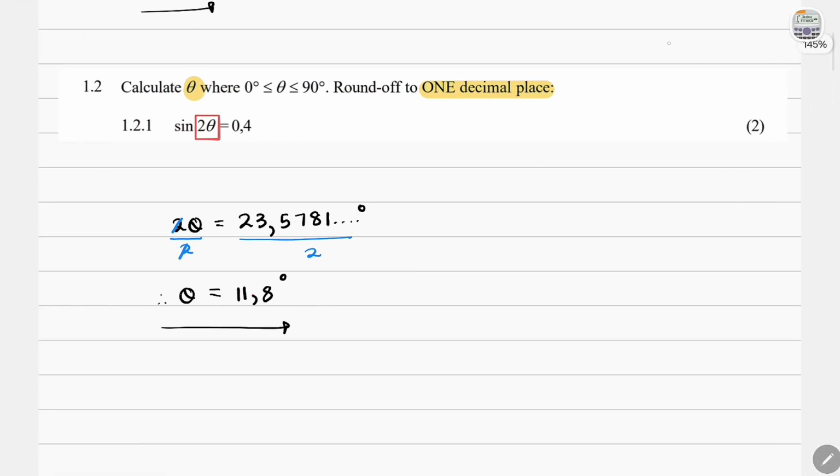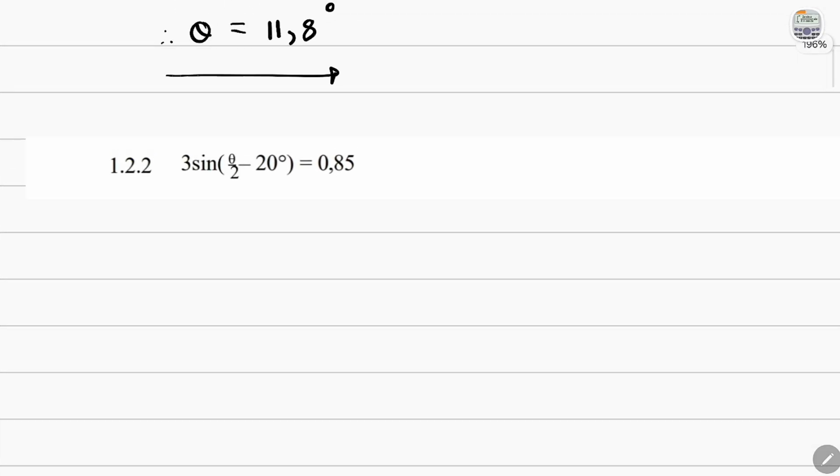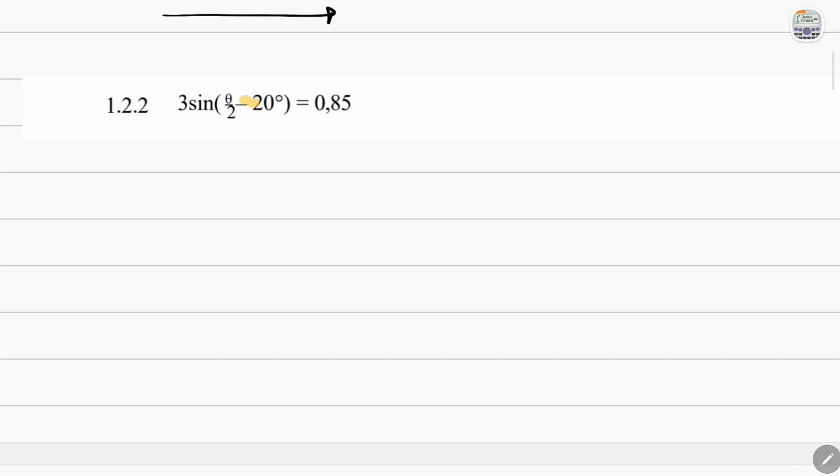Moving on to the next question. Question 1.2.2 says, we have 3 sine of theta over 2 minus 20 degrees equals 0.85. Okay, let's go ahead and try to solve for theta. So we're trying to get to theta. What is the first thing stopping us from getting to theta? Of course, we have a 2, but you see how it forms one term with the theta. And then you could look at the minus 20 degrees and say that's a problem.